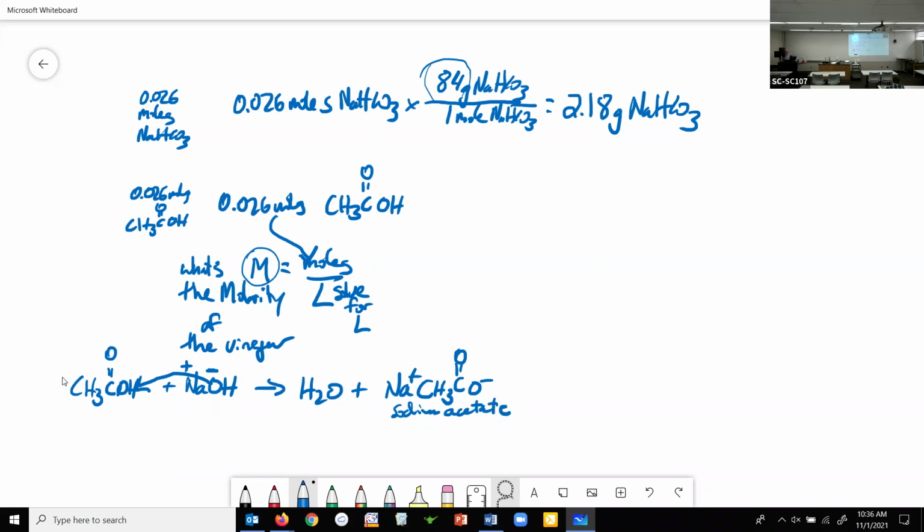Fortunately for us, it's a 1-to-1 relationship. Every 1 vinegar will use up 1 sodium hydroxide. So we're going to use the sodium hydroxide to figure out what's going on with the vinegar. The way we do that is a process called a titration. Let me show you what a titration looks like.